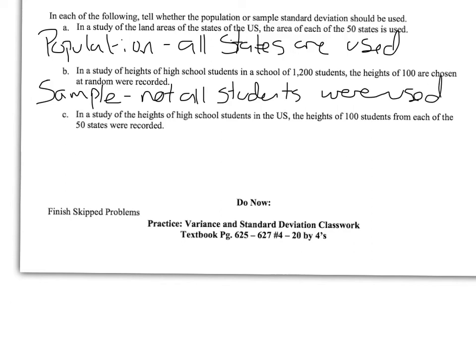In a study of the heights of high school students in the U.S., the heights of 100 students from each of the 50 states were recorded. And this is another sample. Even though it used all 50 states, it didn't use every single high school student because it was a study of the heights of high school students. So not all students were used.